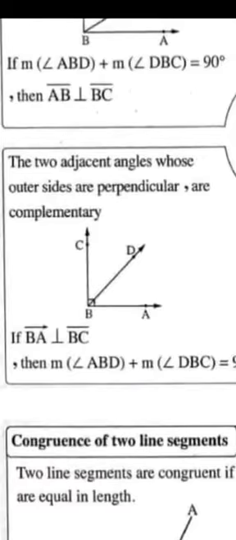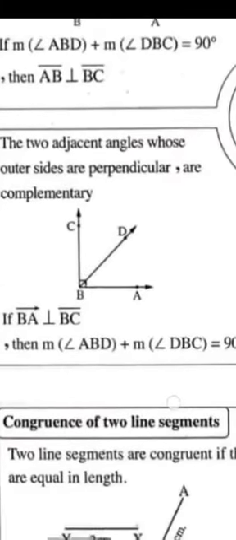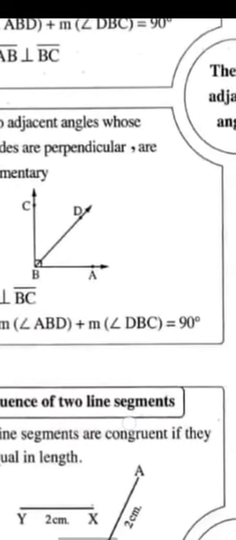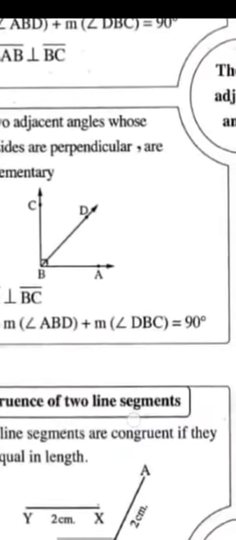The two adjacent angles whose outer sides are perpendicular are complementary. It's the inverse of the first. In the opposite figure, if the ray BA is perpendicular to BC, then it means the measure of angle ABD plus the measure of angle DBC is equal to 90, okay?